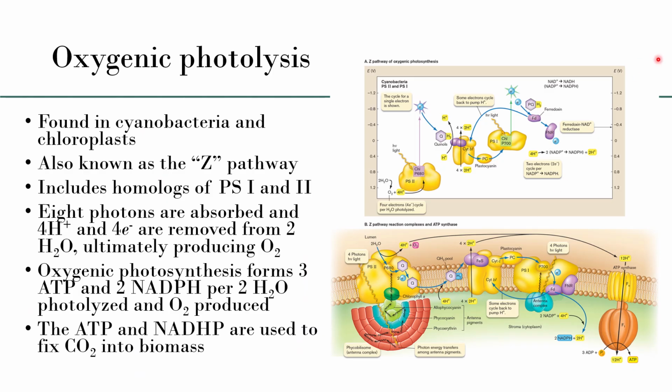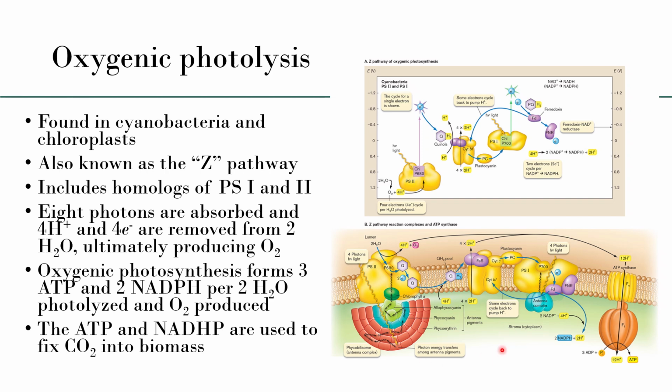And then we have oxygenic photolysis. This is known as the Z pathway, basically because there are two instances where light excites the electron, and this kind of makes the electron move in what looks like a Z pathway through these membrane proteins. So this is going to include homologs, not exactly photosystems 1 and 2, but things that have evolved from photosystems 1 and 2. And they're both going to be used together.